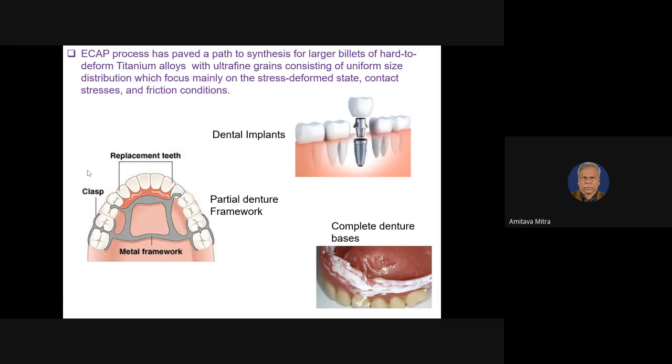What is an application of this ECAP process? The ECAP process has paved a path to the synthesis of large billets and hard-to-deform titanium alloys. Giving deformation to titanium alloys is quite hard, but through the ECAP process, we can get a near-net shape of this alloy with ultrafine and uniform size distribution, focusing mainly on the stress-deformed state, contact stress, and friction. These are the different applications of the material produced through the ECAP process. That is the titanium alloy.